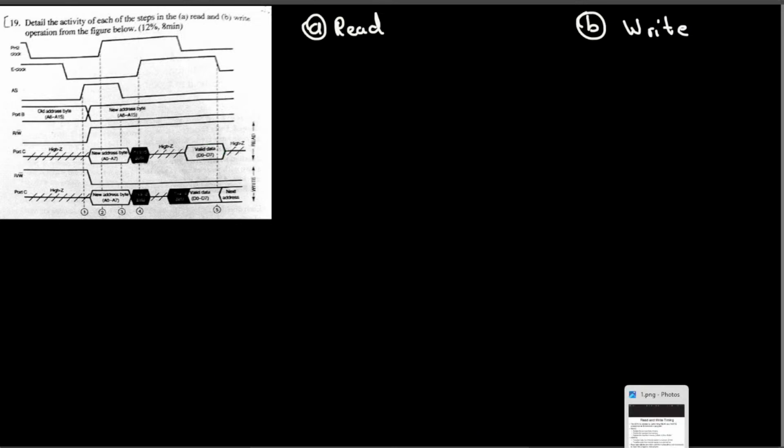The activity of step A, the read and write operation, is below. Here they have asked us to write the read operation and the write operation. By looking at this diagram, we have to know that this is a read and write activity of an MPU, and there are some behaviors of the MPU that we have to find out for this problem.